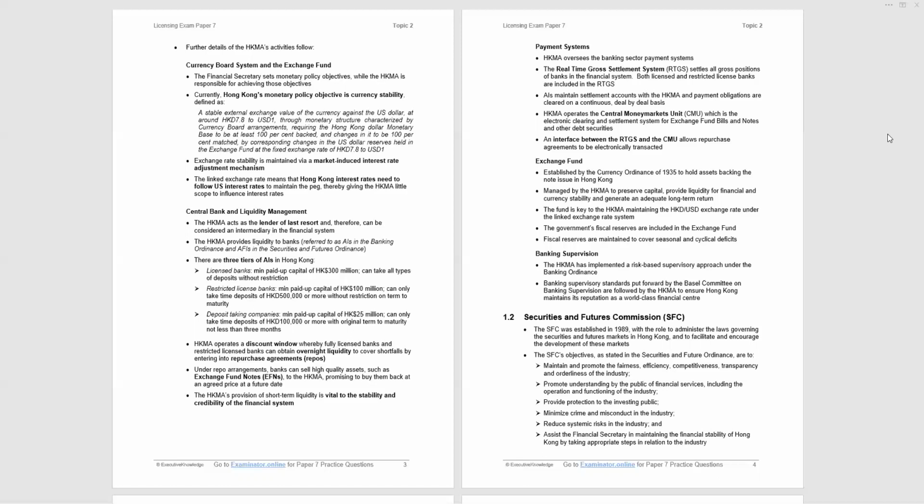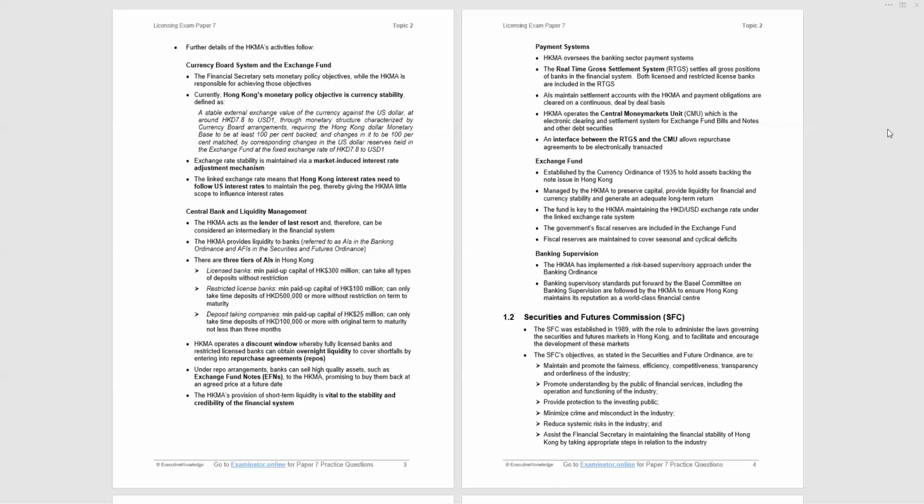So they will sell them at night and then in the morning buy them back at a higher price, and that higher price covers the interest element of the transaction. Now, the Hong Kong Monetary Authority's provision of short-term liquidity is vital to stability and credibility of the financial system, and you can get a question on that, so please be aware of that mechanism. Now, the payment systems operated by the Hong Kong Monetary Authority, we have two. The real-time gross settlement system, RTGS.